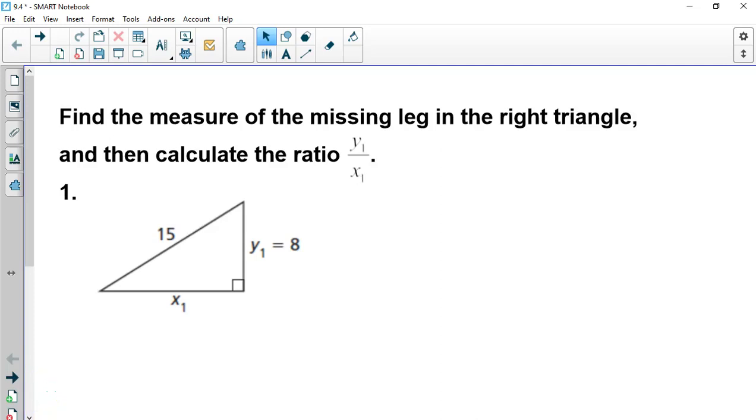All right, 9.4, the tangent ratio. Okay, so we're getting into a little bit of basic introductory trigonometry. But let's do a little bit of review here real quick. So we have a right triangle here. We're trying to find the missing piece here, x.